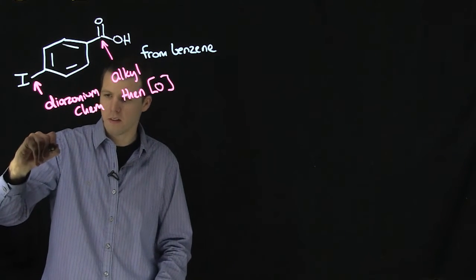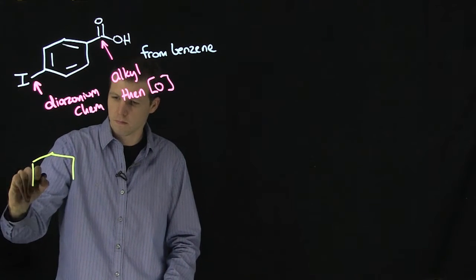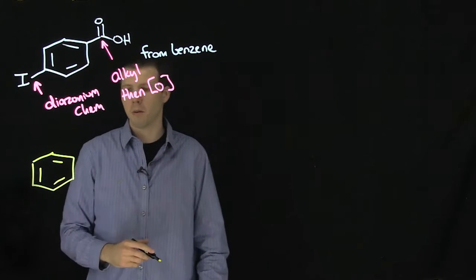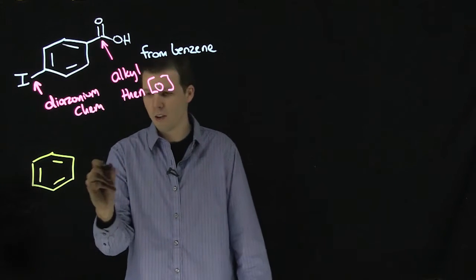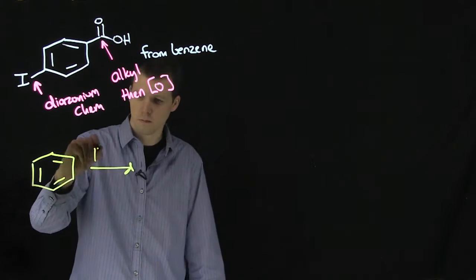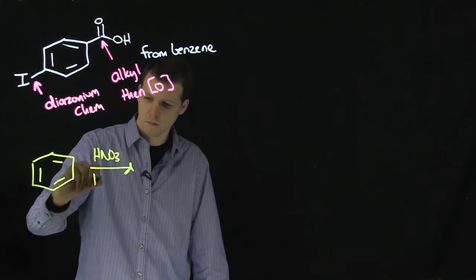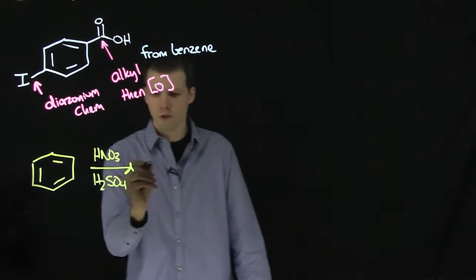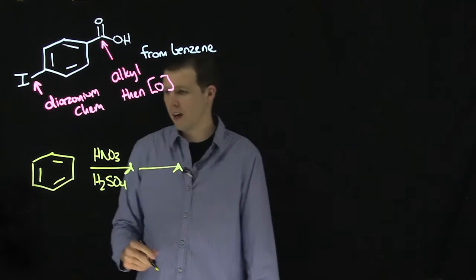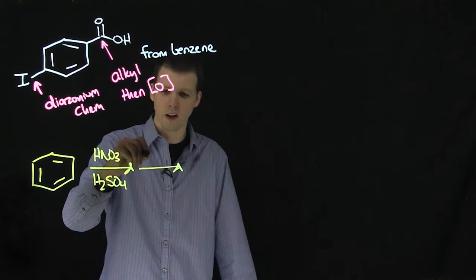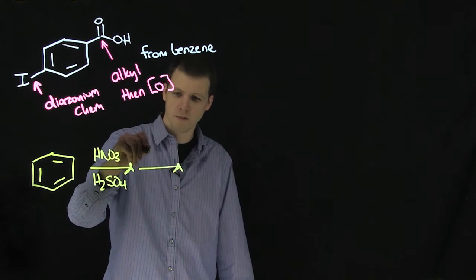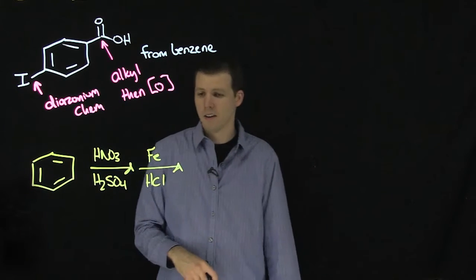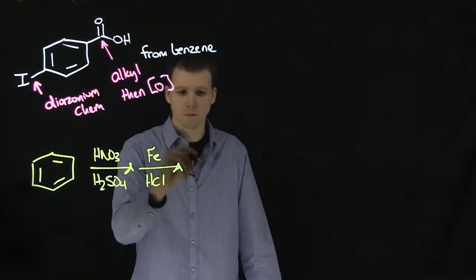So let's start with benzene. And anytime we want to do this diazonium chemistry, we need to do the nitration. That'll give us a nitro group, and then we'll just go ahead and combine this with the reduction step to reduce that nitro to an NH2. And this time, let's use iron and hydrochloric acid as our reducing agent.